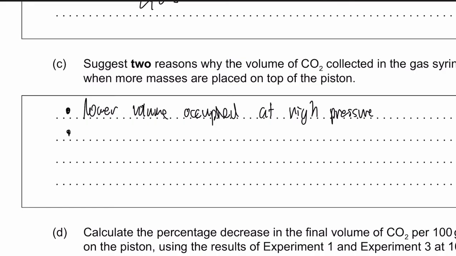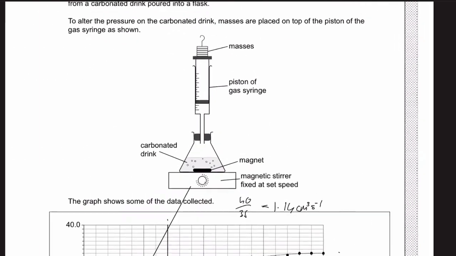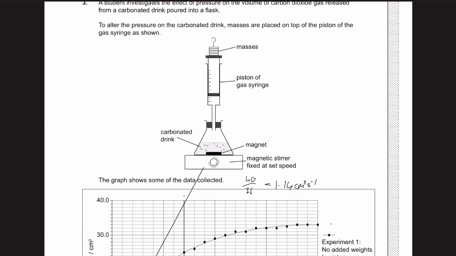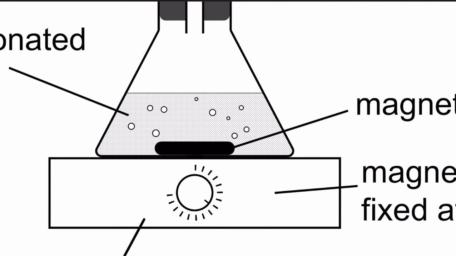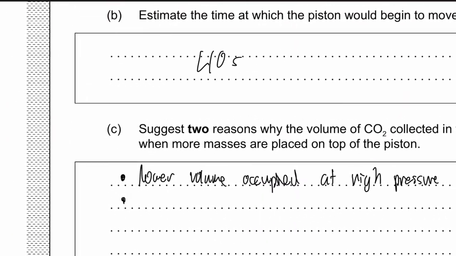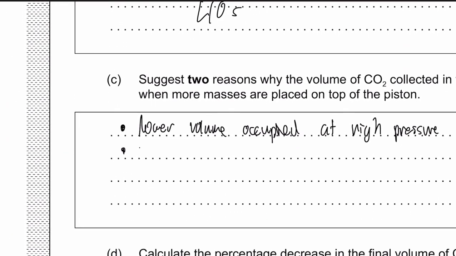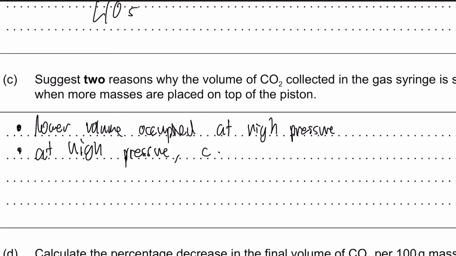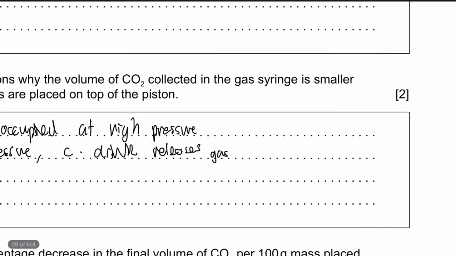As for the second mark, oh yeah, so if we have a high pressure, right, this drink is going to release its gas at a lower rate. So at high pressure, our carbonated drink releases gas slower.